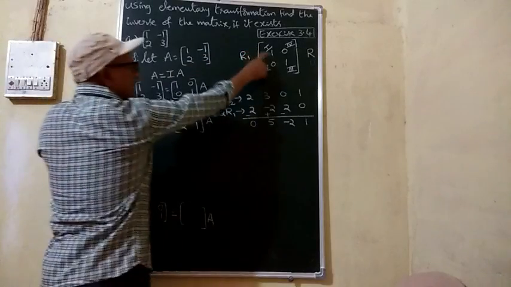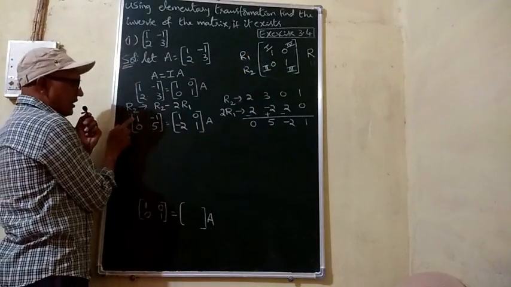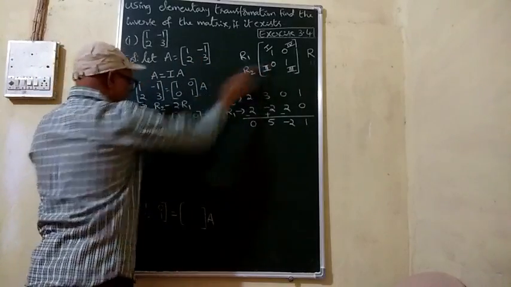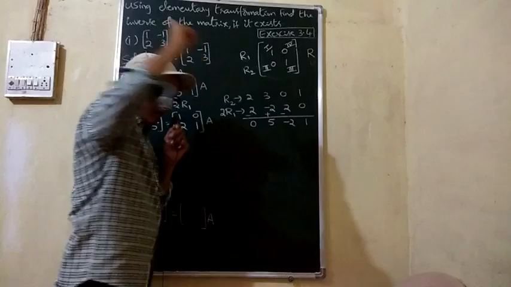So, Roman letter 1 we got. Our target is this one. Roman letter 1 we got, Roman letter 2 we got. Next target is Roman letter 3.